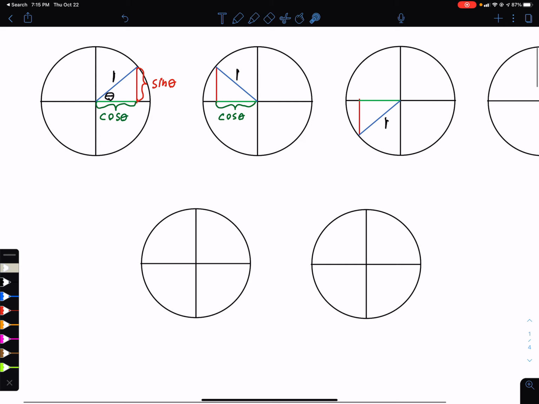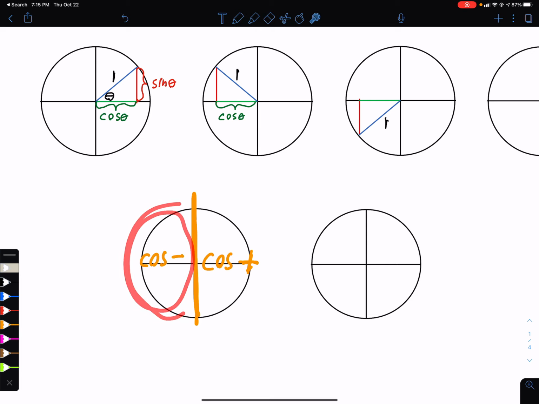So quick summary to look at this. If you want to know whether the cosine's positive or negative, this is the separation. On this side, the cosine is positive. Why? Because x is positive to the right. And on the left side here, cosine is negative. Why? Because to the left, x is negative, so therefore cosine is negative. Much easier to deal with than trying to memorize All Seniors Take Civics and figuring out what that means.